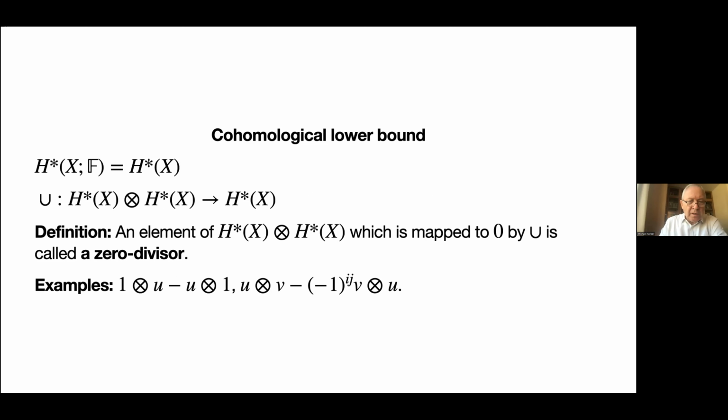And it has also a very well-known structure of graded algebra. And with the cup product, the map from the tensor product of the cohomology algebra with itself to the cohomology algebra is actually an algebra map, and its kernel is an ideal. So elements of this ideal are called zero divisors. An example of a zero divisor is this element 1 tensor u minus u tensor 1. So it is a non-trivial tensor, but if you apply the cup product, it is 0. And more generally, for any two classes u and v, u tensor v minus v tensor u, with a certain sign, is a zero divisor.